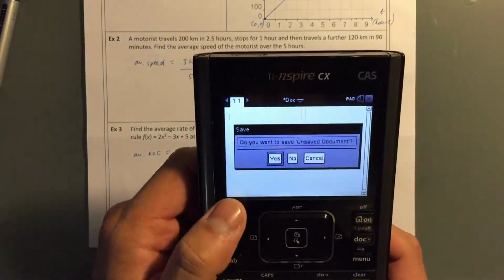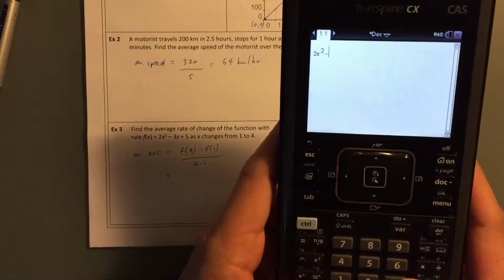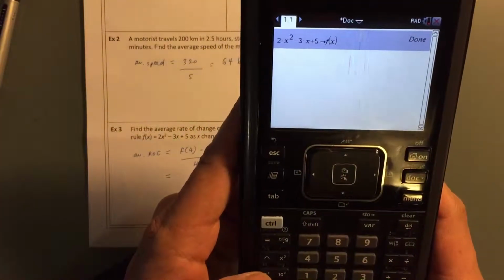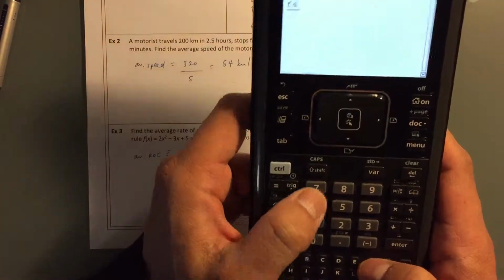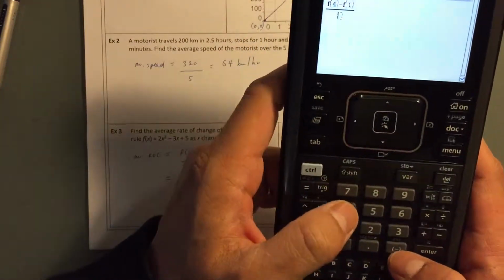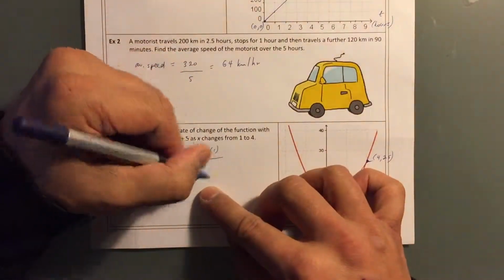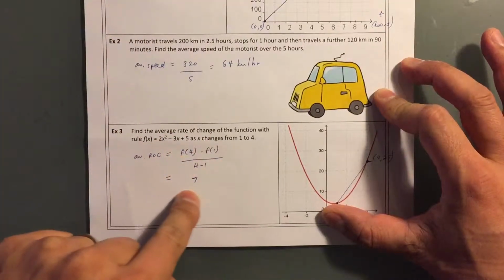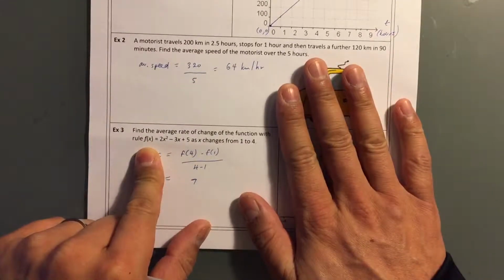And if you were to use your calculator for this, I would say definitely define the function. So this is 2x squared, take 3x plus 5. Let's call this f of x. Once I've done that, I can just simply type in what I wrote here. So this is f of 4, take f of 1, all over 4 take 1, to get 7. This is accepted as working out because they've given me the function f of x. This was just to explain it and is not required.